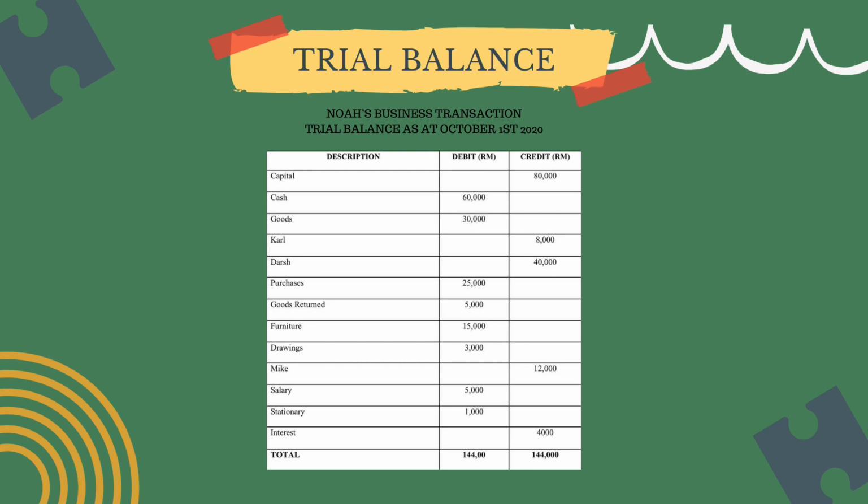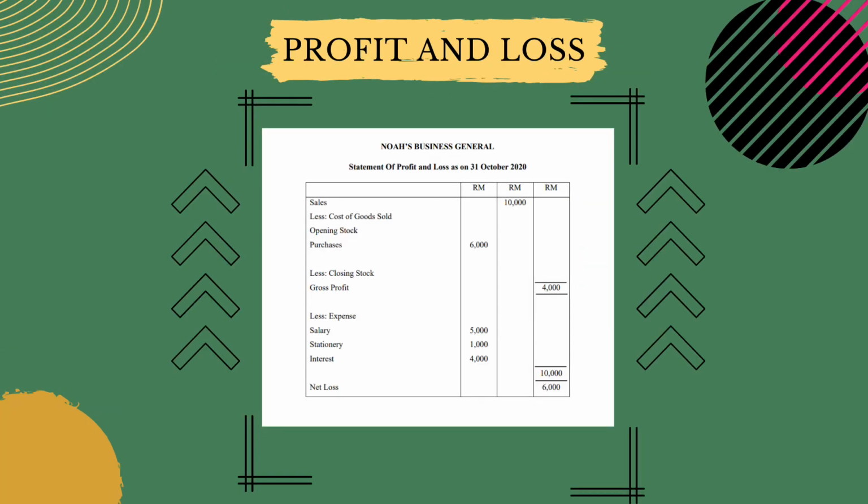Furniture, 15,000 ringgit at debit. Drawings, 13,000 ringgit at debit. Mic, 12,000 ringgit at credit, salary 5,000 ringgit at debit, stationery 1,000 ringgit at debit, interest 4,000 ringgit at credit. And the total for the trial balance is 144,000. It is balanced.